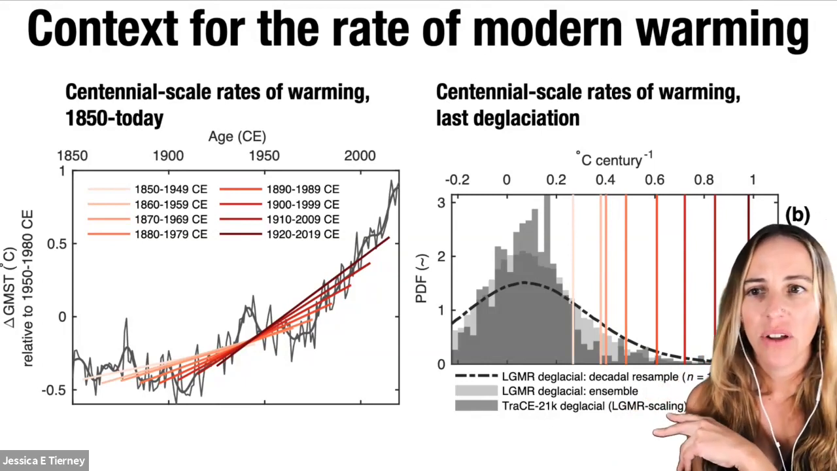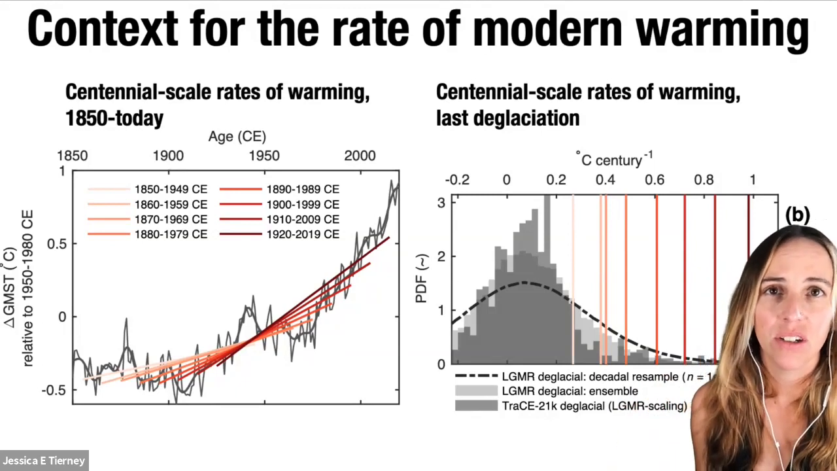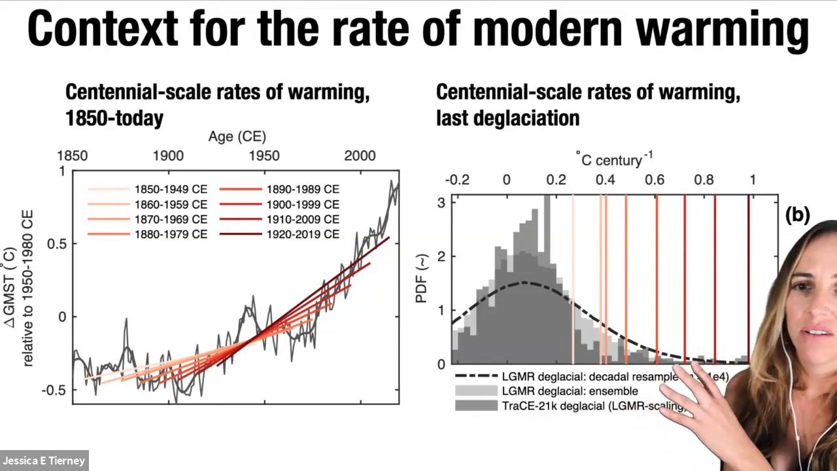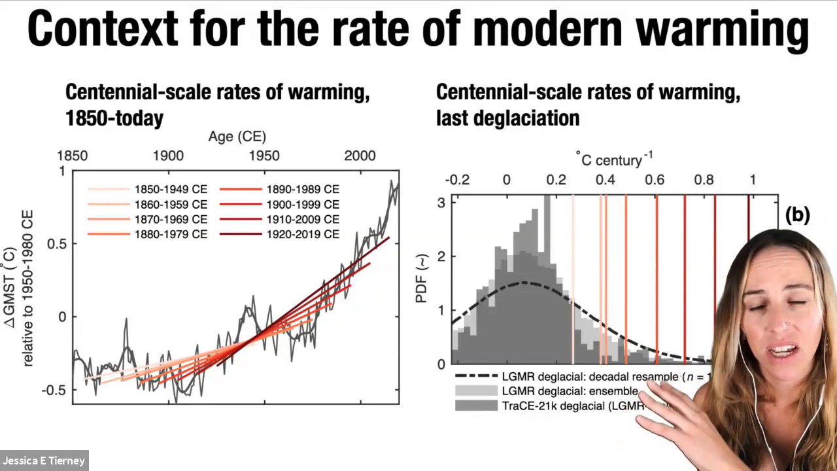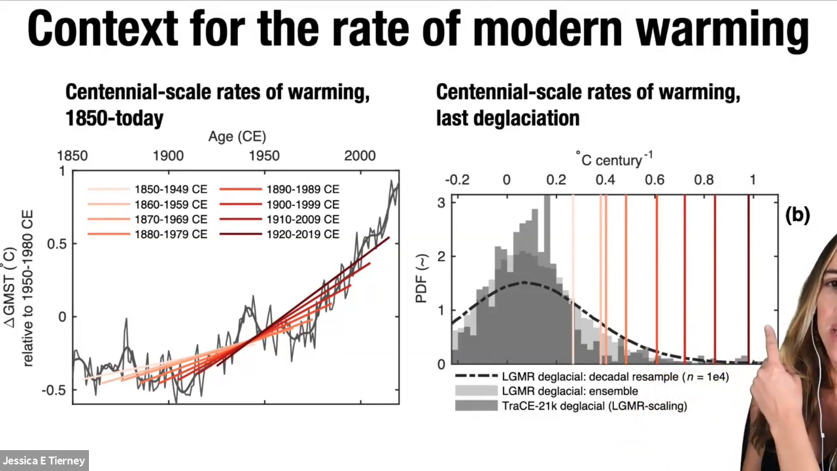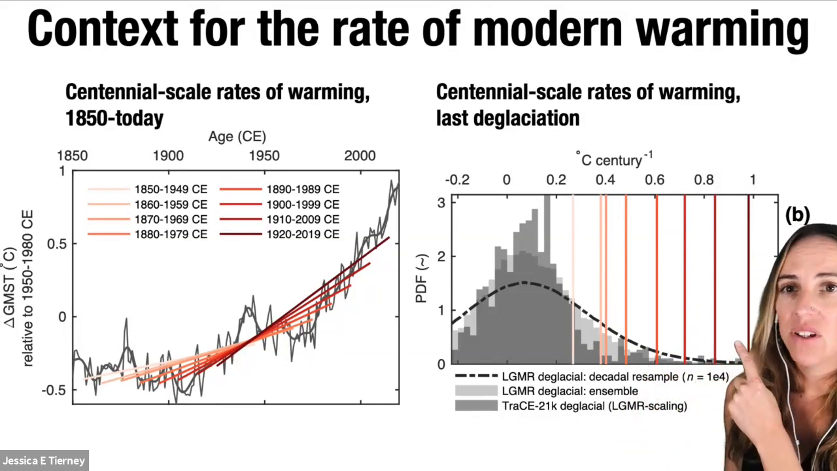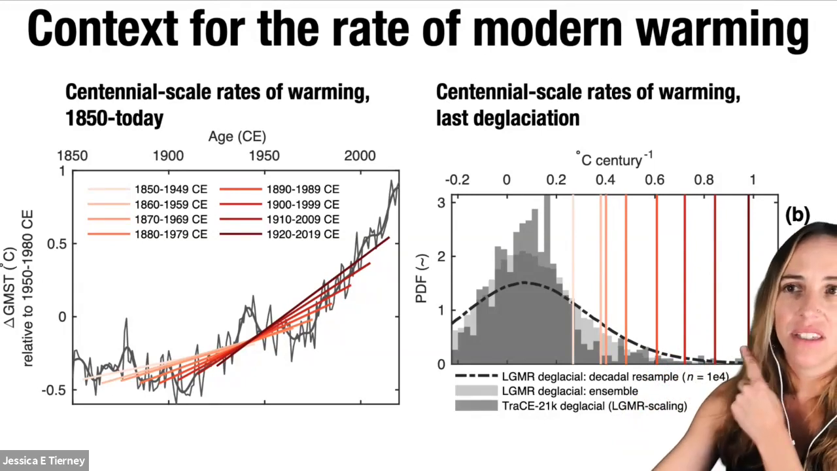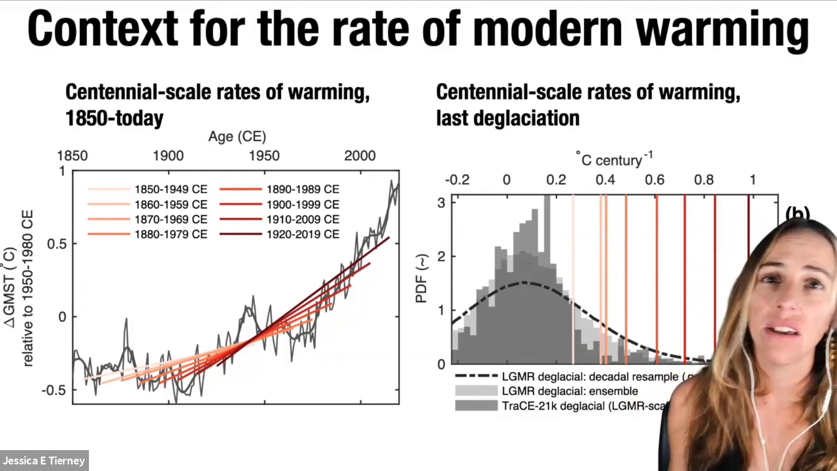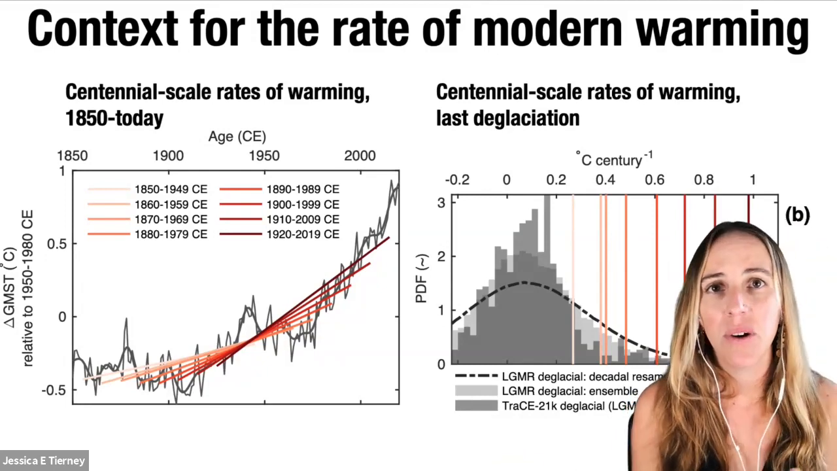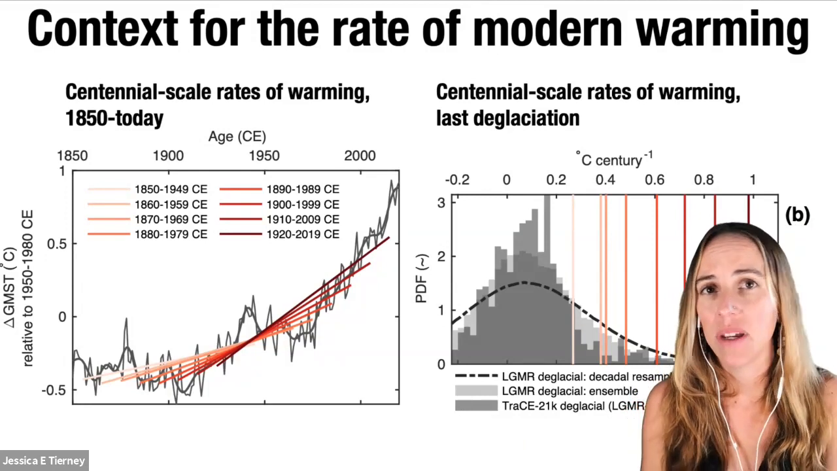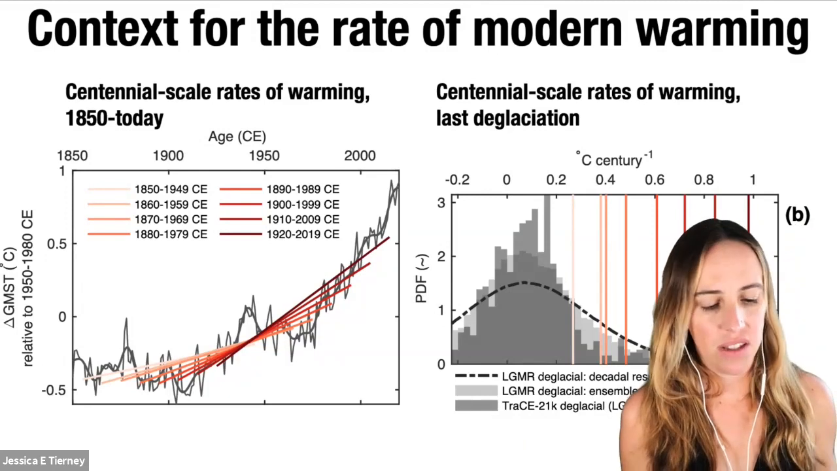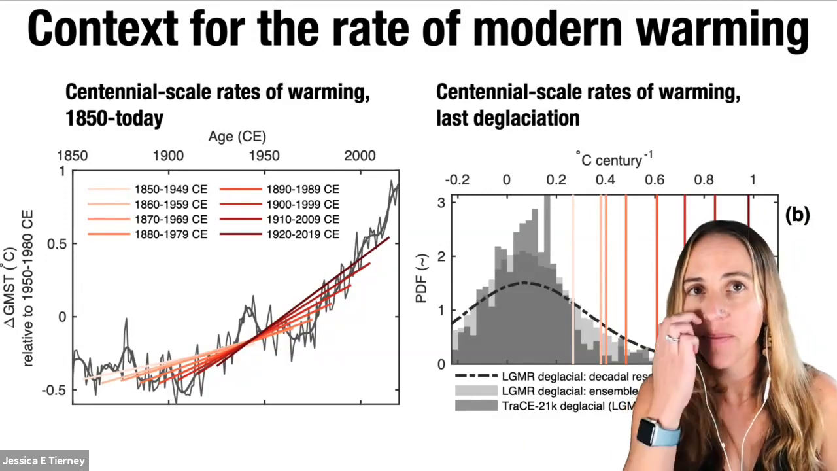Then we plotted rates of deglacial warming from TraCE, because TraCE is resolved on the annual level. It's reassuring that it looks very similar to the LGMR. The takeaway is that this red line, the rate of warming from 1920 to 2019, is in the far tail of the distribution of what we get in the LGMR. This leads us to conclude that the rate of warming, in addition to the absolute temperature level, is unusual in the context of the last 24,000 years.